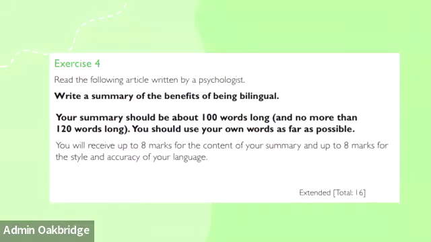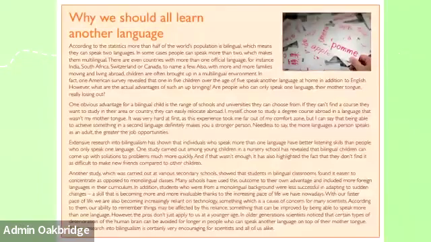So usually in the question itself, they already give what you are going to write about. The title itself will be there. What's your topic all about? So in this summary, your topic is about the benefits of being bilingual. So you see in the question itself, it's stated 8 marks for the content of your summary and another 8 up to the style and accuracy of your language. So let's have a look at the sample of passage. This is how a passage will look like for your summary writing.